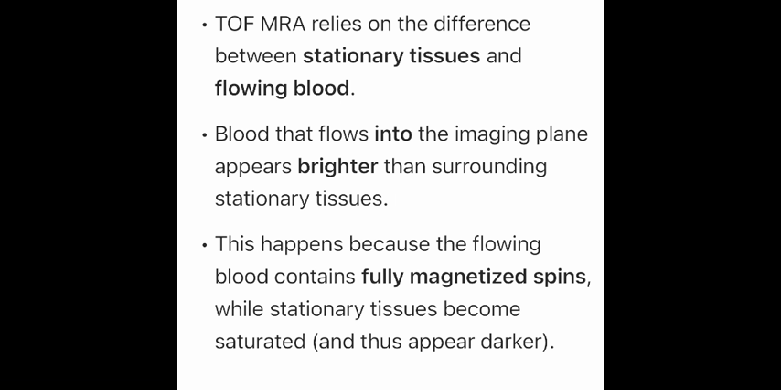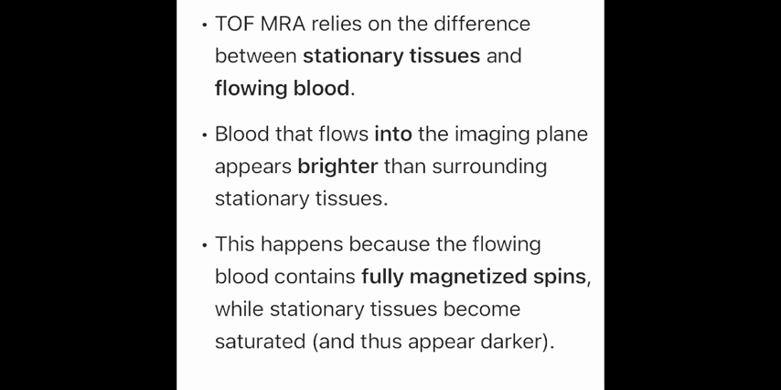If we talk about the basic principle of TOF, it relies on the difference between flowing blood and stationary tissue. Fresh blood flowing into the imaging slice has not been exposed to prior RF pulses, so it appears bright compared to surrounding static tissue, which becomes saturated and appears darker.